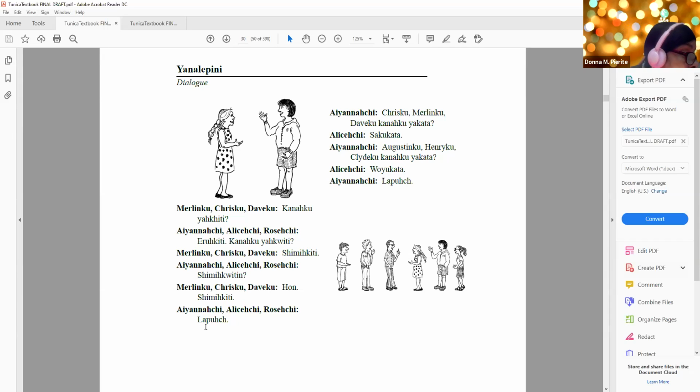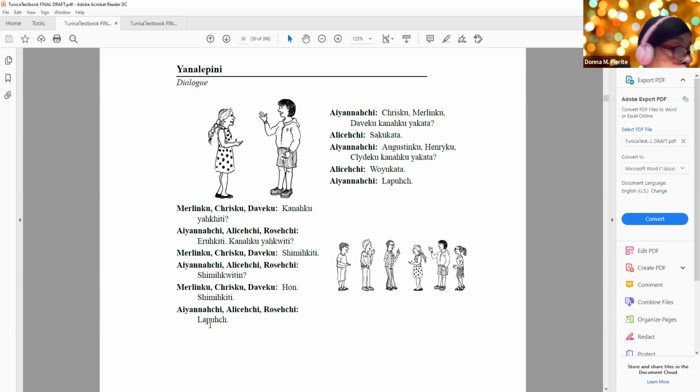Okay. Then Ayana Chi says, Augustin, Henry, Clyde, ku kanak yakata. So she's asking about some more guys, and she said, what are they doing, huh? So what does Alice answer her? Alice tells her, woyukata. What did she say? Woyukata. What are they all doing?